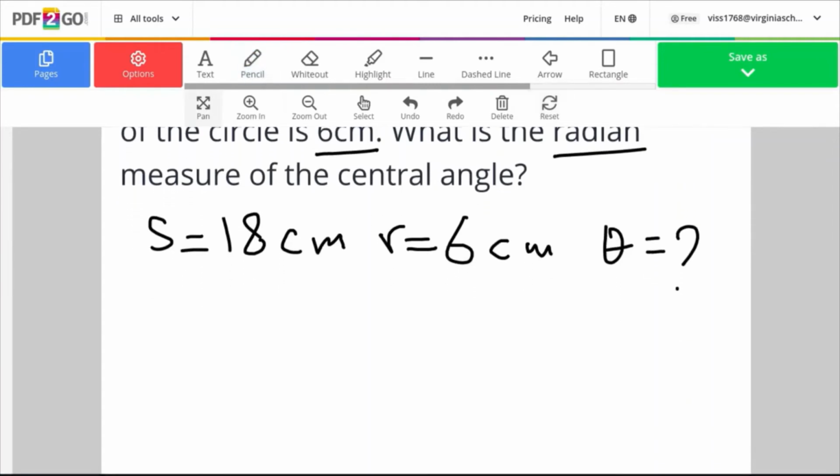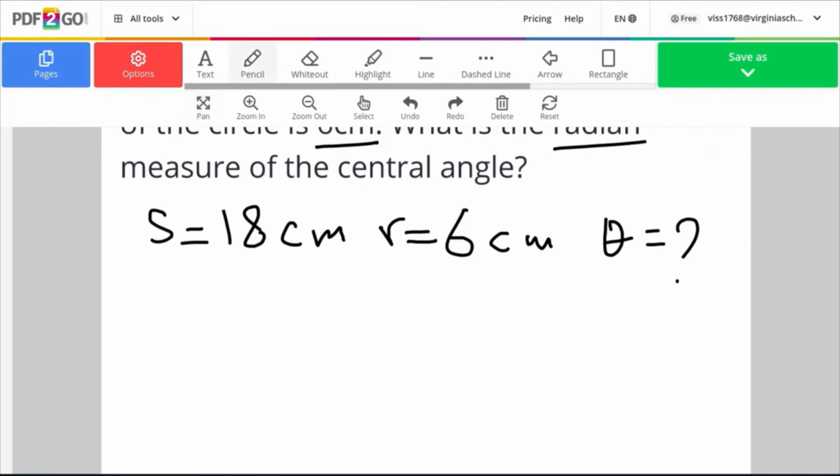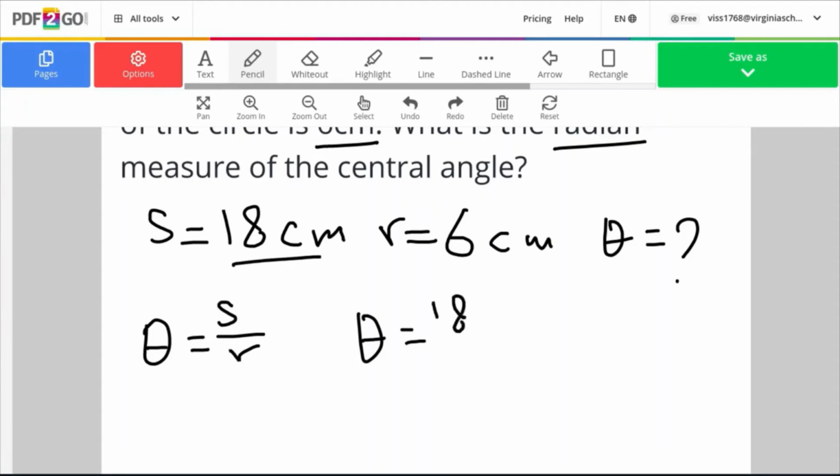So first we start by writing the equation, which is theta equals the arc length, which is s, divided by r, the radius of the circle. So it equals the arc length, which is here 18 centimeters, divided by the radius here, which is 6. So the radian measure of the central angle equals 3 radians.